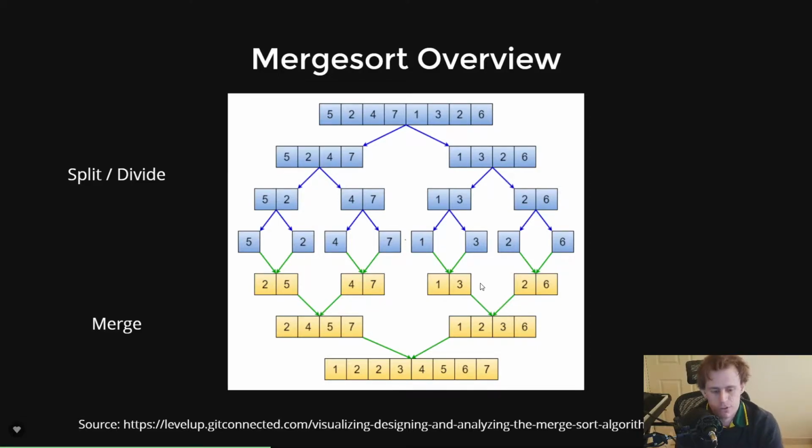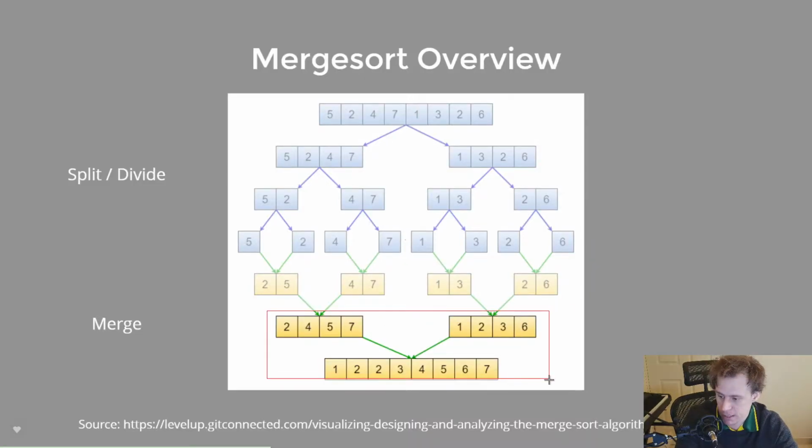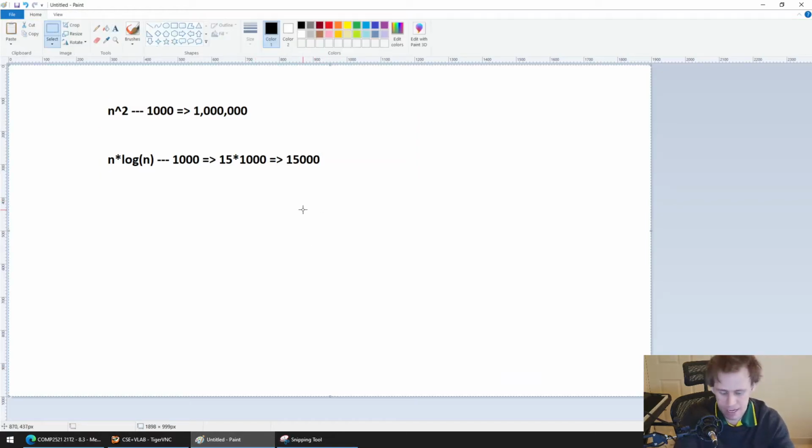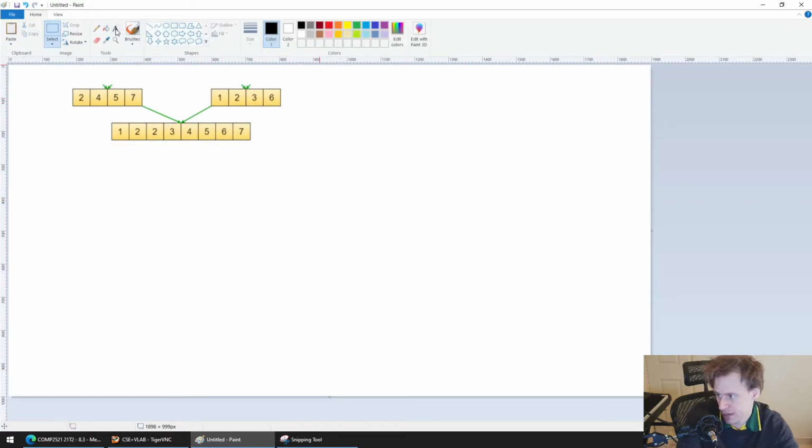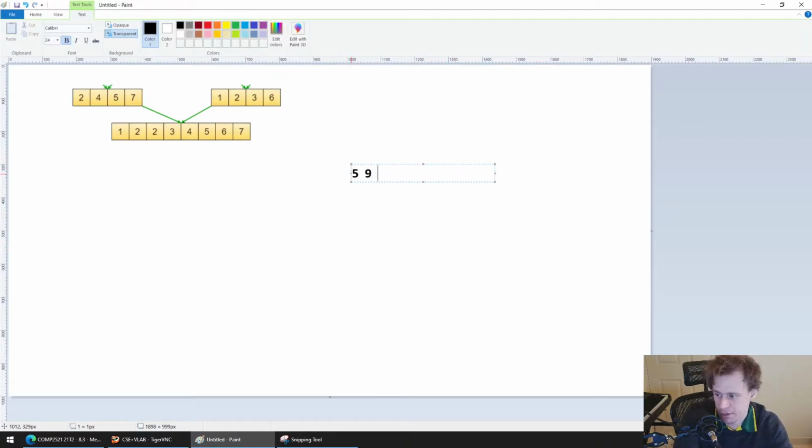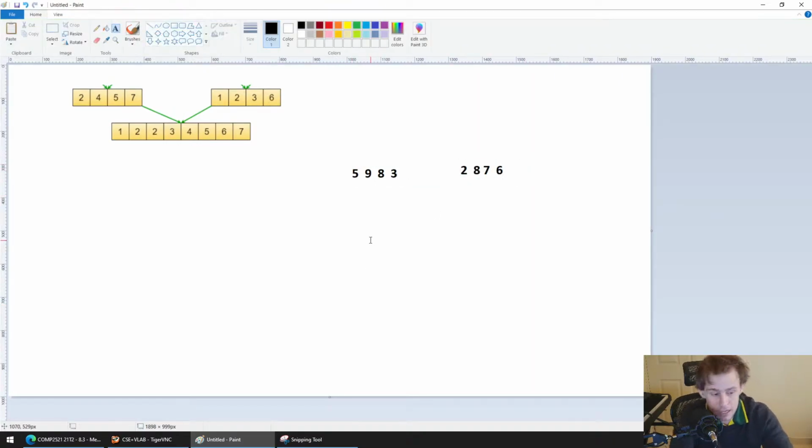The key thing to merge sort, in my opinion, the most fundamental thing to understand, is that when you combine two sorted lists, the cost of combining two sorted lists is O(n). And that's a really fundamental thing to understand, because if I just said to you, okay, I've got two lists of numbers, I got 5, 9, 8, 3, and then over here I have 2, 8, 7, 6, and I just said to you, combine them together, merge them together in a sorted order, that's going to be n squared.